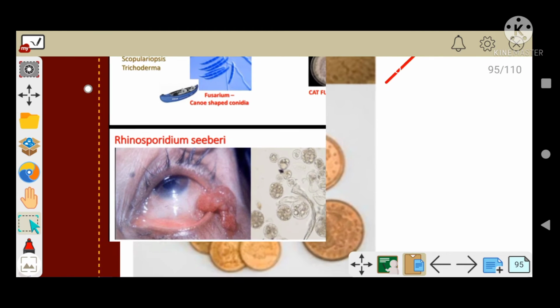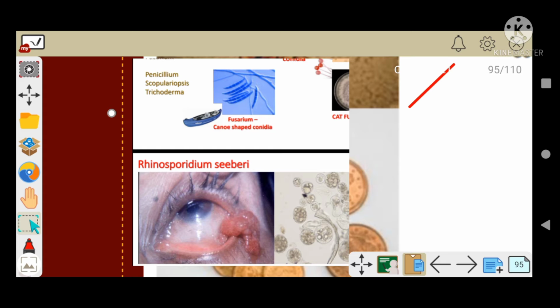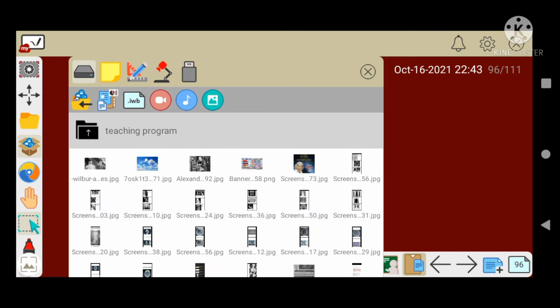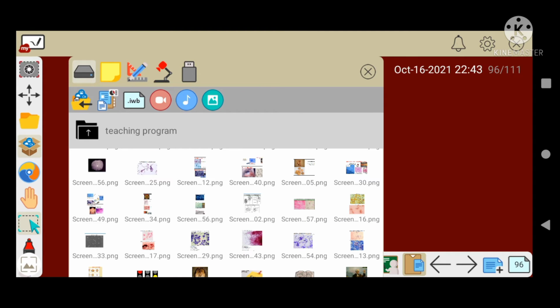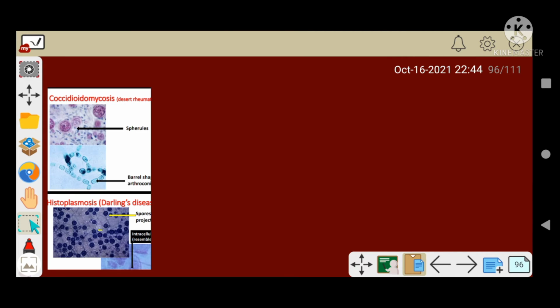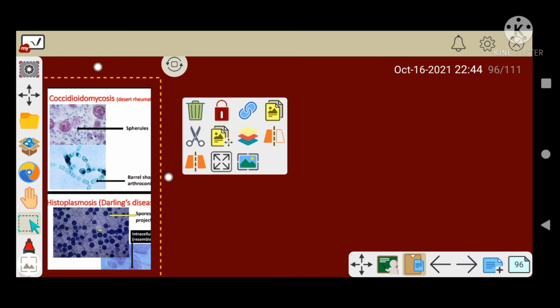This we discussed, Rhinosporidium seeberi in the coastal regions of India, in the southern part, a protista species. We have to excise it, and followed by we'll keep dapsone, right? So this we all discussed in our previous slides.